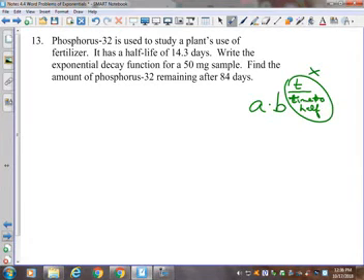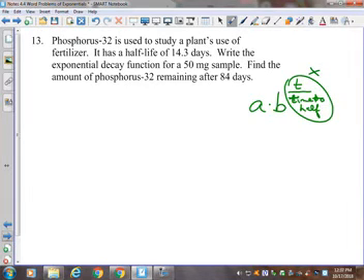So we have phosphorus we're using to study plants and fertilizer. Well, that would be important, because if I'm going to grow a corn crop, I need to know how often to put the fertilizer on. I need to know how it dissolves and goes away and gets used up. It says the half-life of the fertilizer is 14.3 days. So every 14.3 days, whatever I've spread out there, I'm only going to have half as much at the end of 14.3 days. Write the exponential decay function.